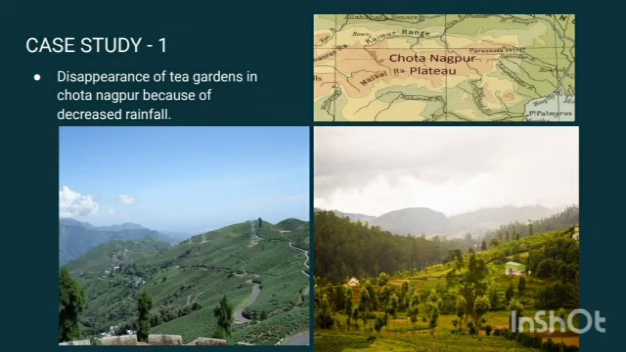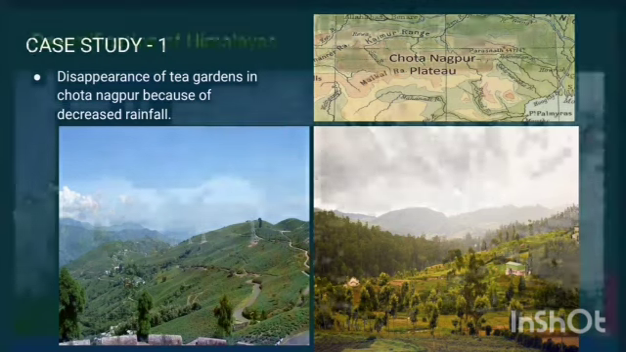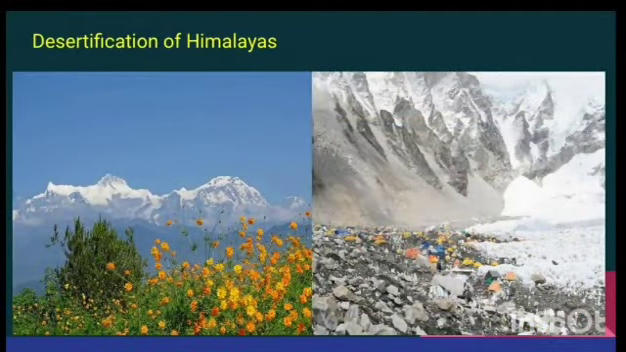Case study 1. Disappearance of tea gardens in Chota Nagpur because of decreased rainfall. Here you can see the desertification of the Himalayas.